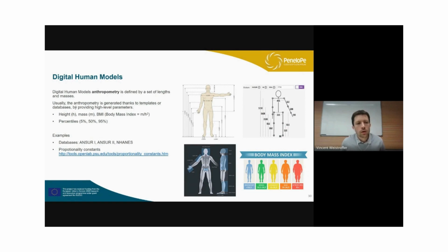Based on this database, you can also use some proportionality constants laws. And here I have a link, which is a toolbox in which you can actually give a height, and it will give you some average bone length. So this describes the anthropometry of the digital human model you want to simulate.